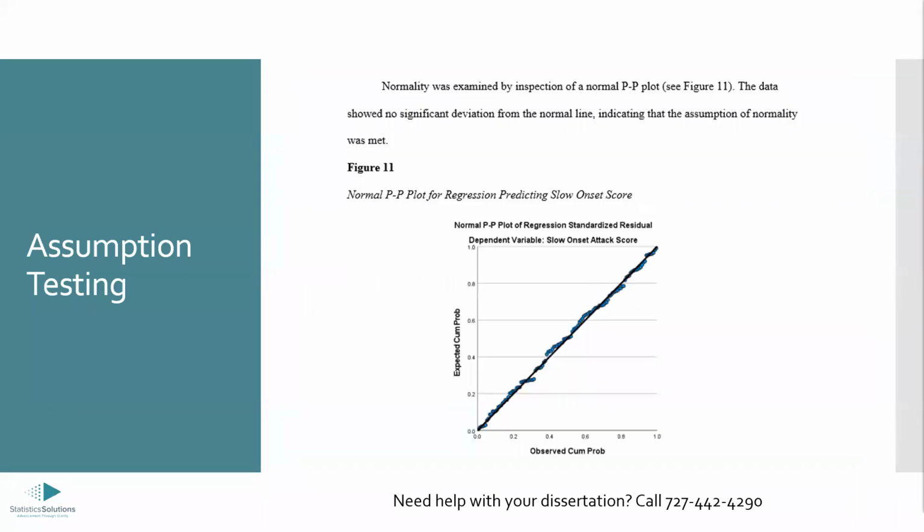So let's look at some examples of how you might describe your assumption testing. So here's an example of a test for normality with a normal PP plot. So we say in our narrative how we're testing normality. We make an interpretation of this plot saying that the data did not appear to deviate from normal, and we say that the assumption was met.